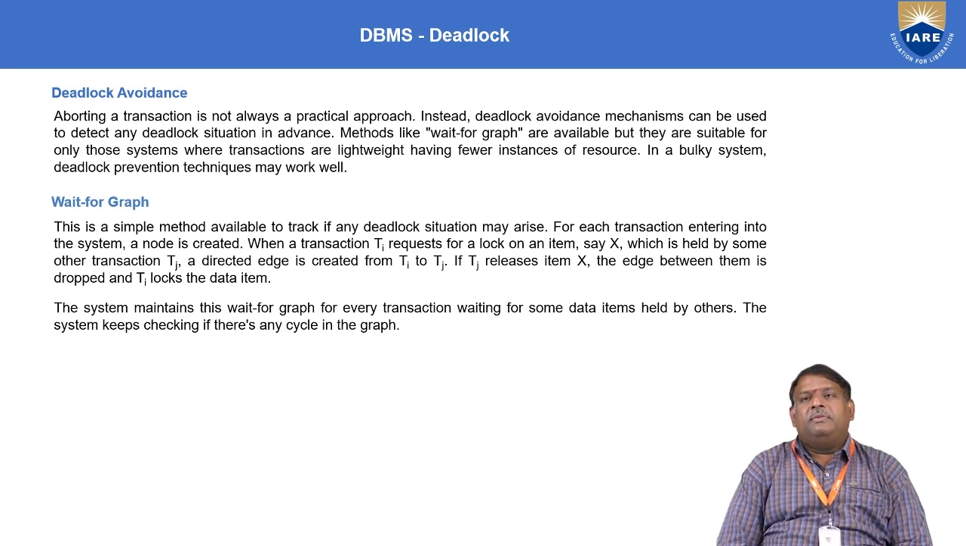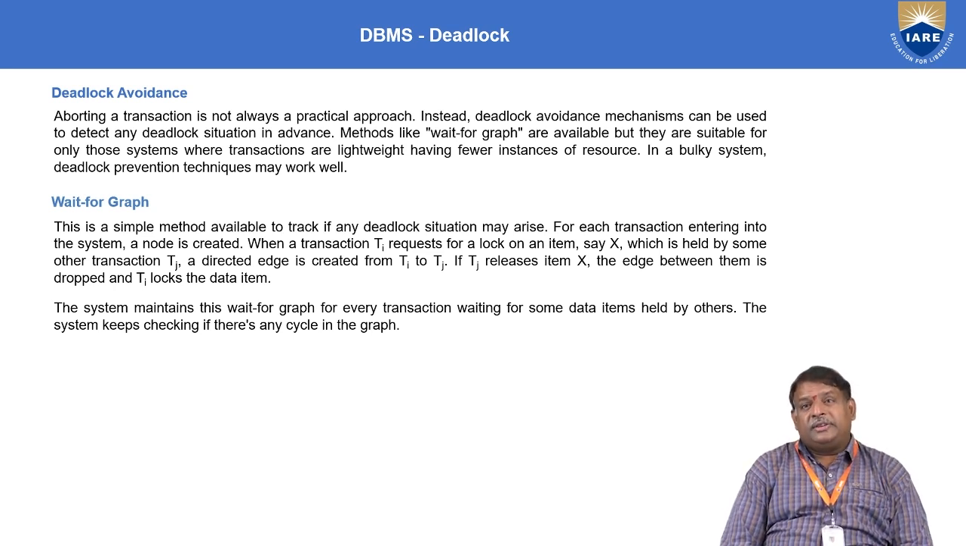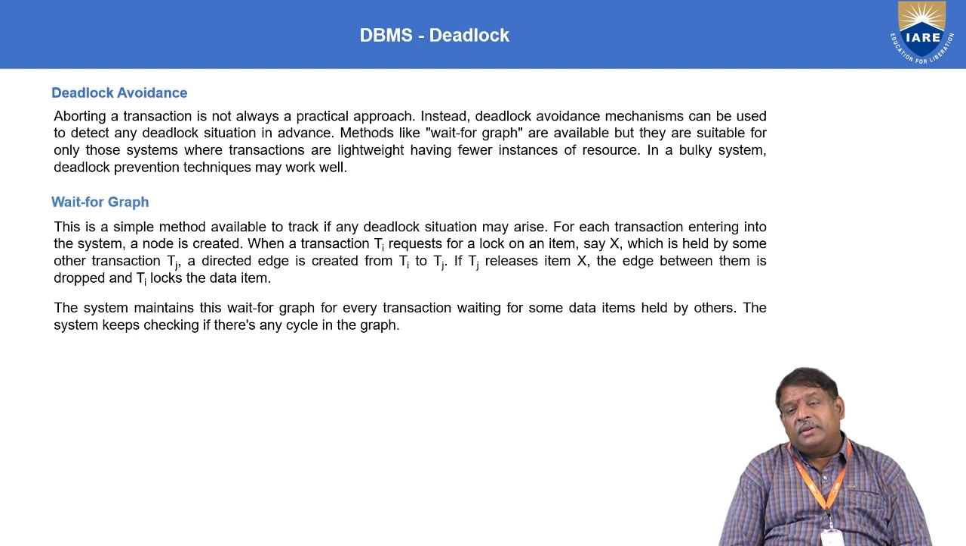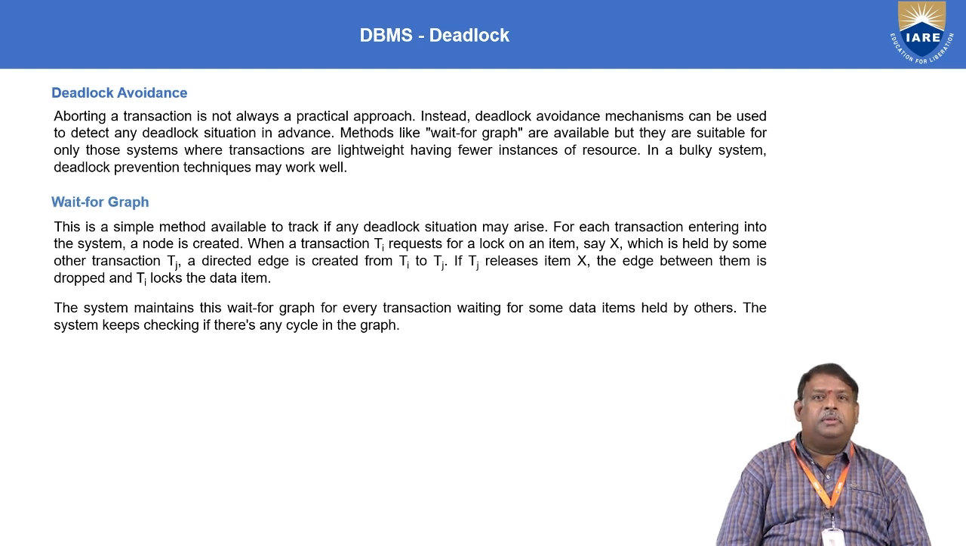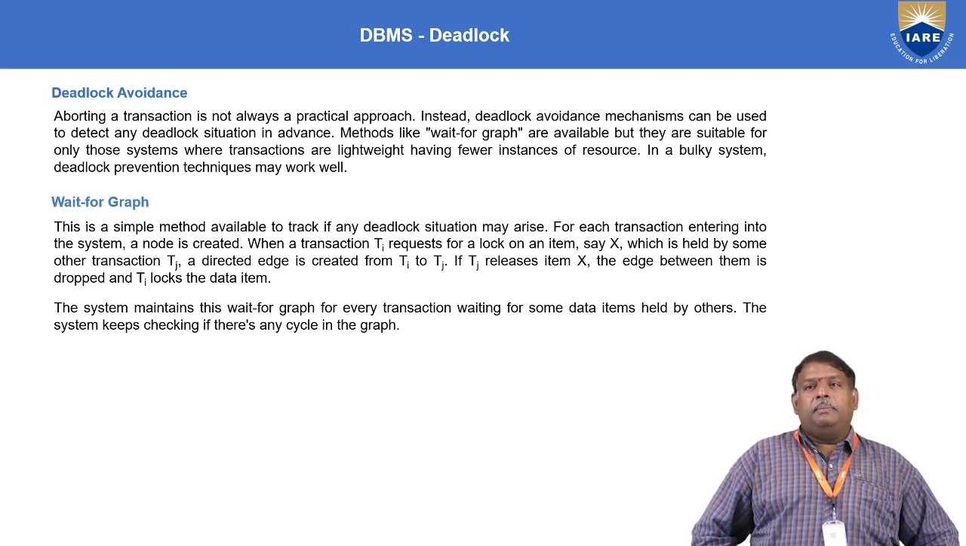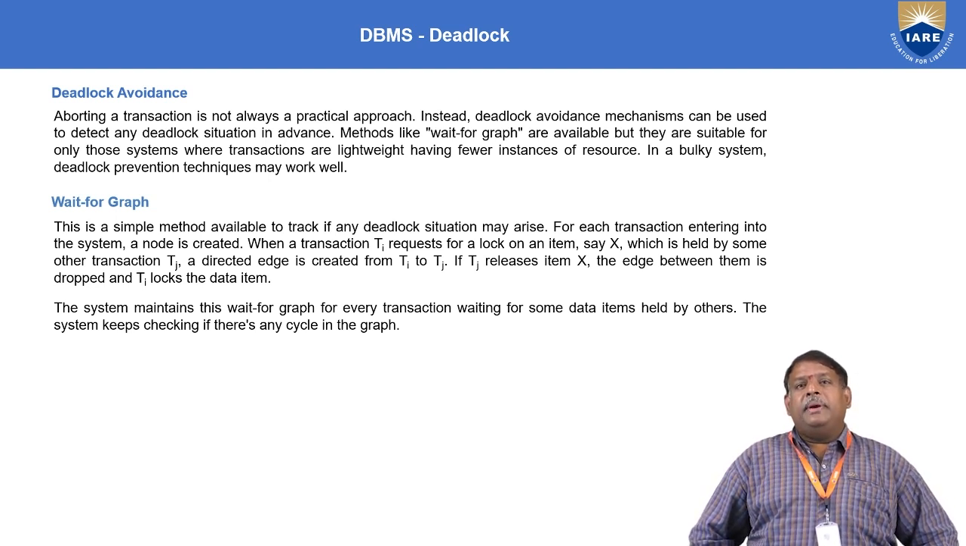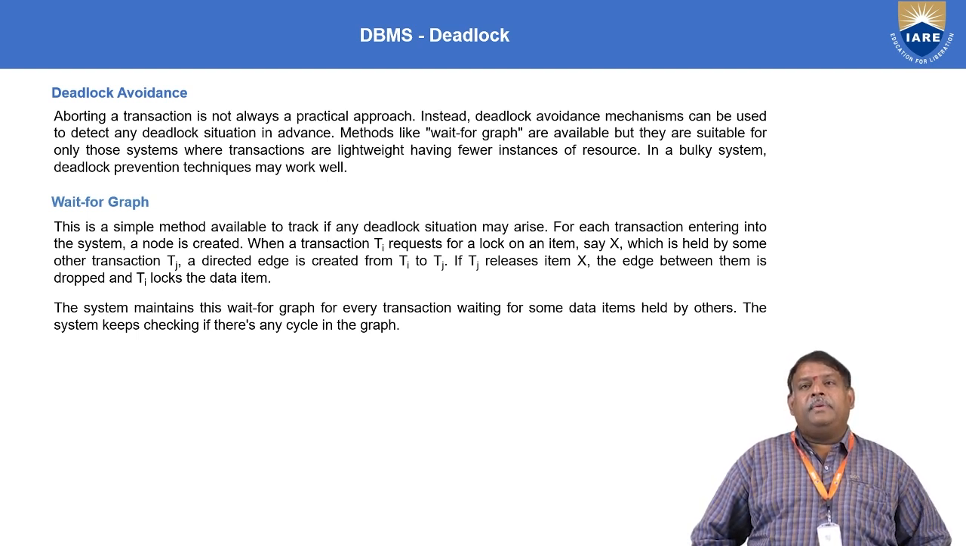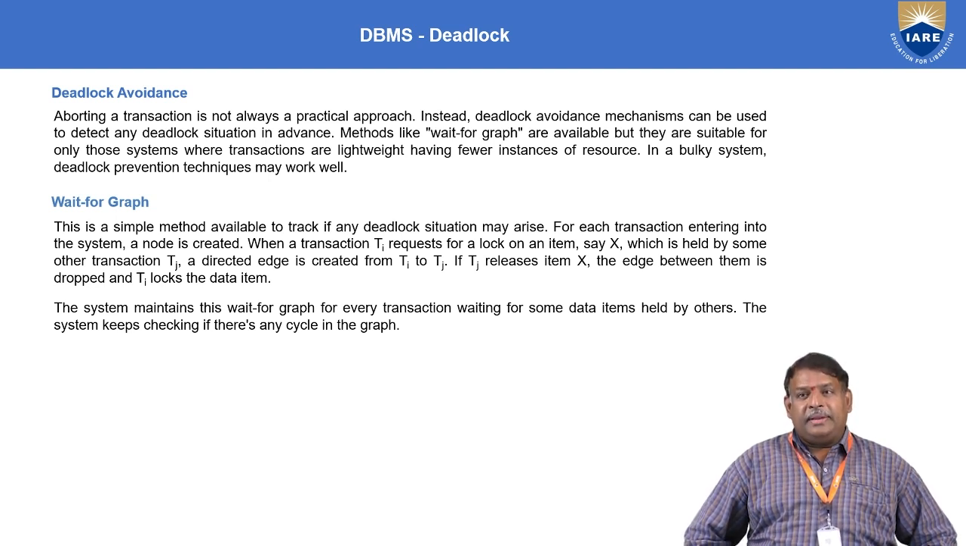For every transaction entering into the system, a node is created. When the transaction Ti requests a lock on an item, say X, which is held by some other transaction Tj, a directed edge is created from Ti to Tj. So if Tj releases the item X, the edge between them is dropped, and Ti locks the item.